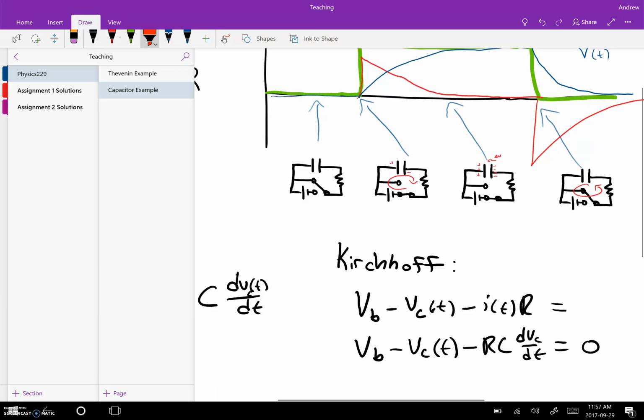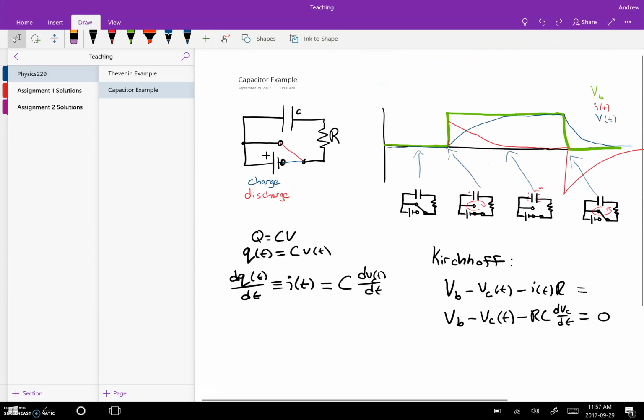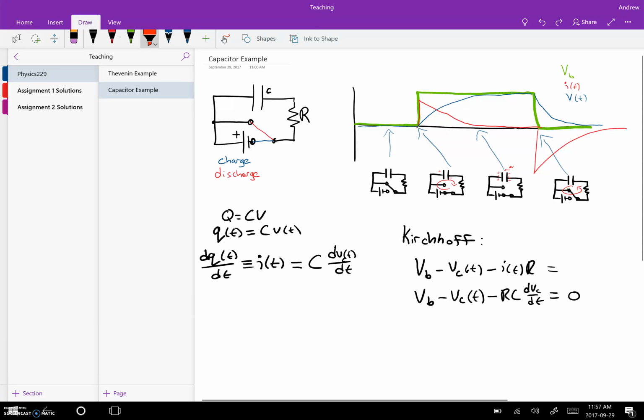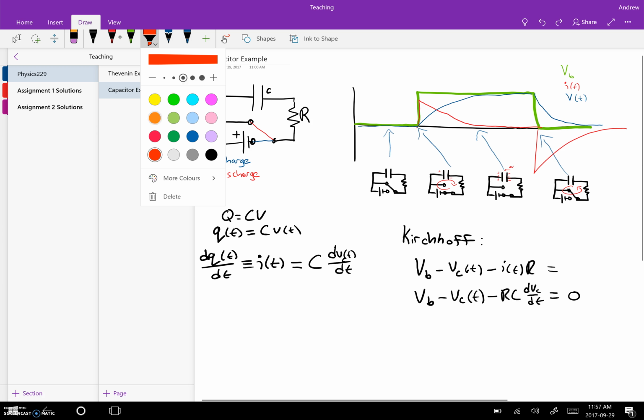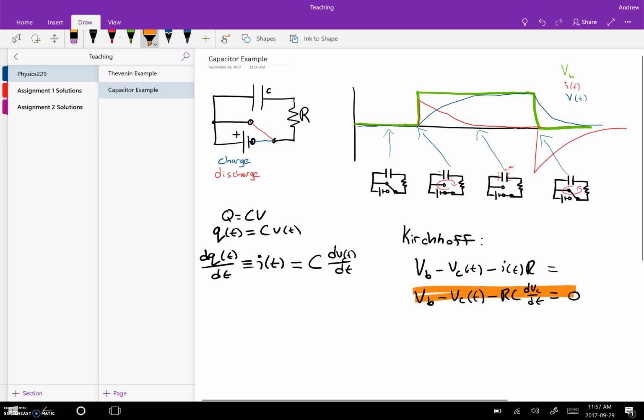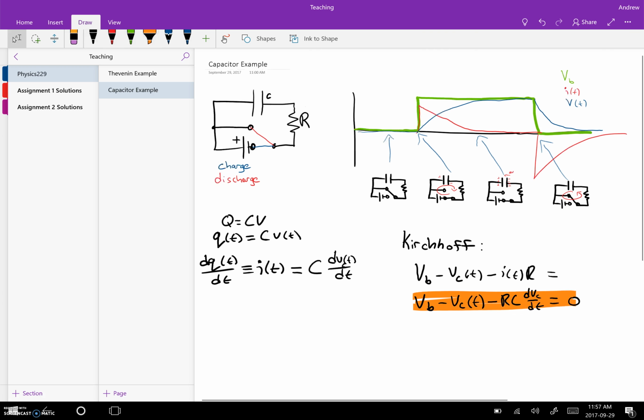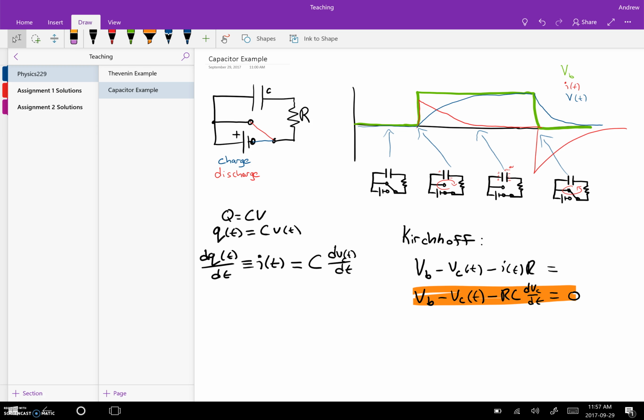In this little step here, all I did was plug in our relation between the current and dV by dt for the capacitor. And this guy here deserves a highlight because it is important. We can use it in both cases, in both charging and discharging our capacitor. So let's look at the case of discharging first.